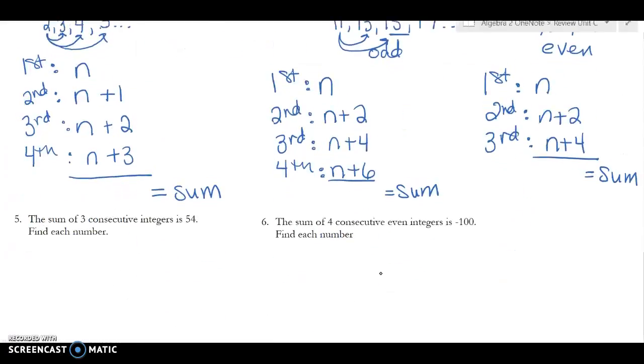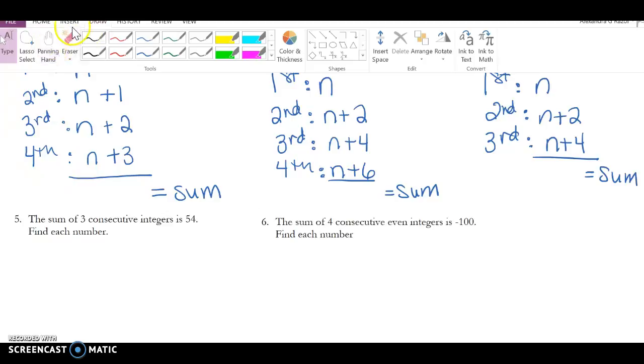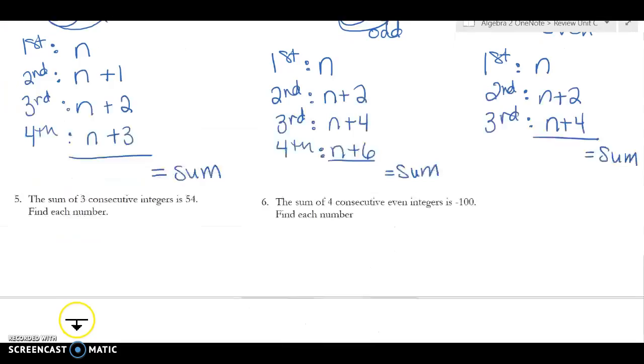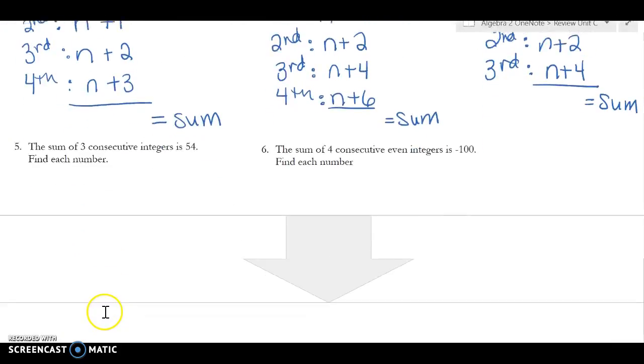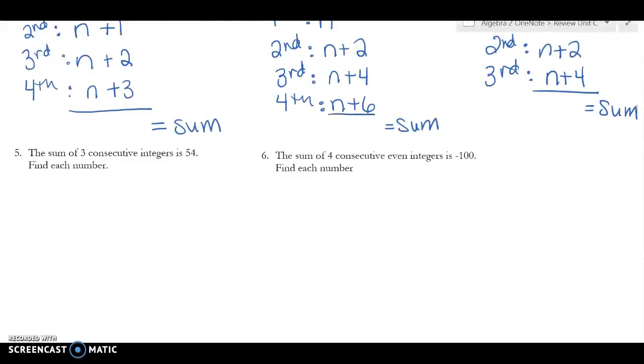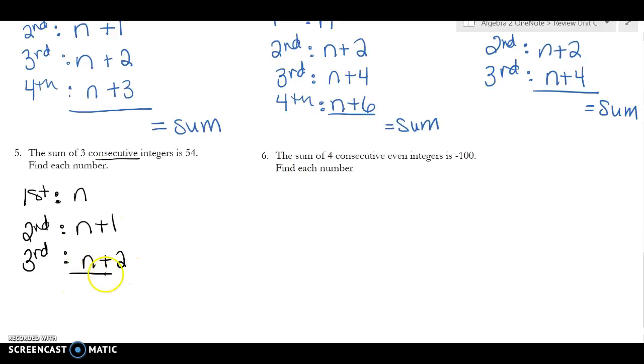All right, let's look at two problems. So for number 5, it says consecutive integers, 3 of them, that add up to 54. So I have my first integer, my second integer, and my third integer. Well, my first integer is n. It's consecutive, so my second one is n plus 1. My third one is n plus 2. And n plus n plus n is 3n, and 1 plus 2 is 3.